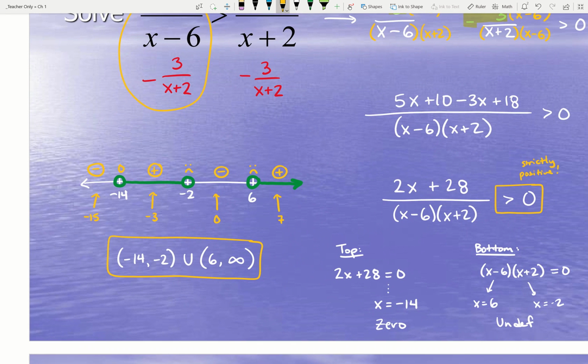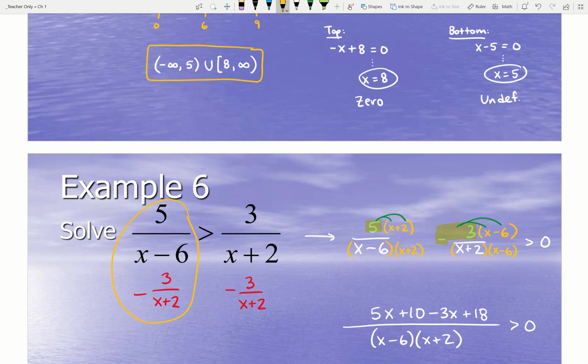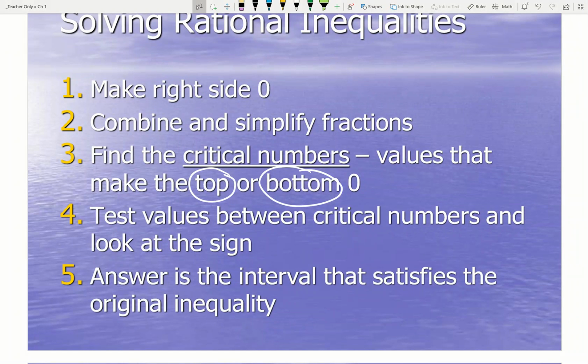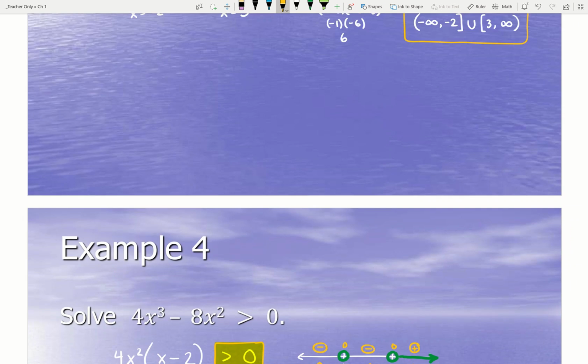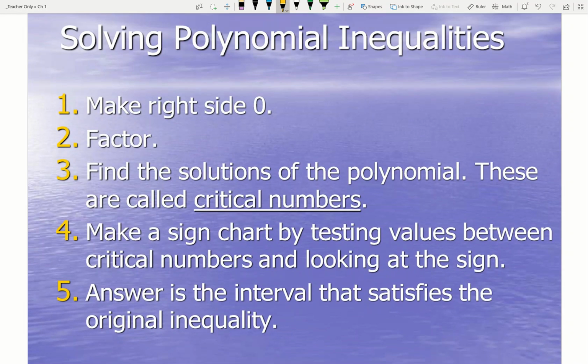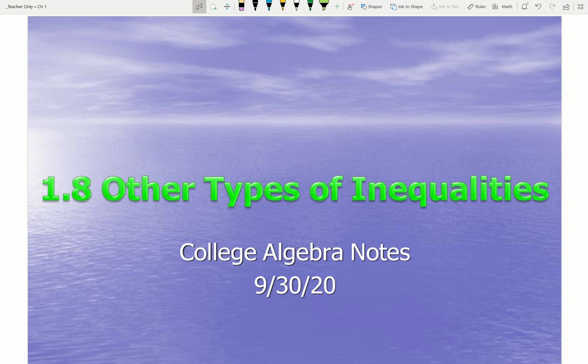So again, following the steps, that's all I have for this video, but you just want to follow the steps here. Instead of doing operations to both sides of your inequality, you do want to do that first step: make the right side equal to 0, or combine everything to one side, leaving 0 on the other. You're going to combine and simplify your fractions if you have a rational inequality. You're going to factor the polynomial if you have a polynomial inequality. And then just continue to find your critical numbers, make your sign diagram, and get your solution set that way.